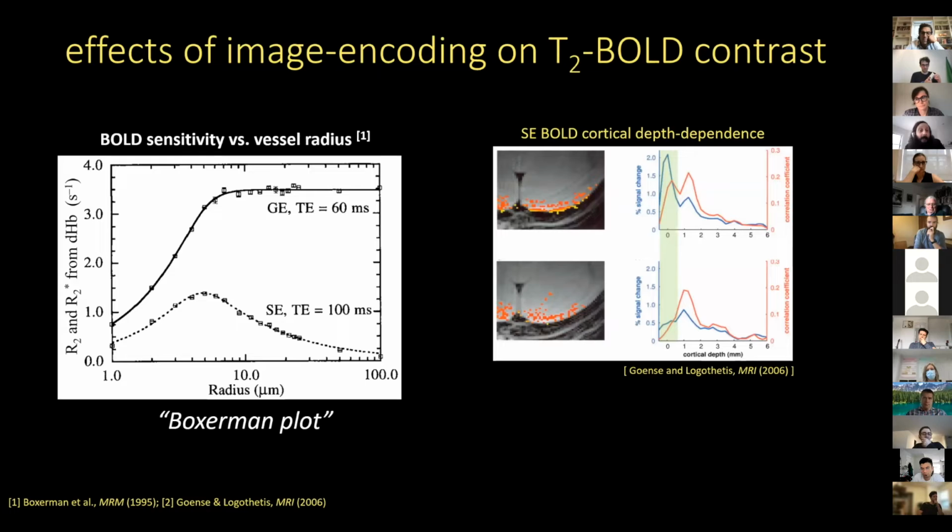Now, with spin echo EPI, it's difficult to achieve this microvascular specificity in practice. I'm sure many of you are familiar with this study by Bauer and Logothetis, but as a reminder, here they showed that spin echo EPI with typical readouts contains a lot of T2-star contamination, and the measurements show strong influence of large veins on the pial surface, as shown here in this top panel.